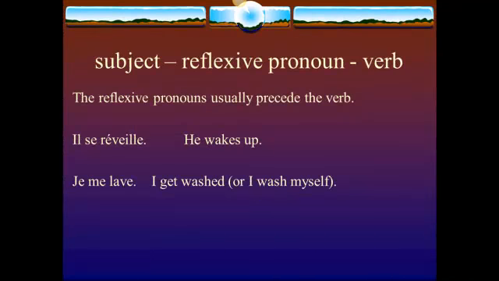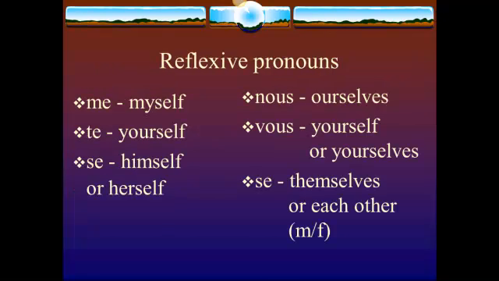The reflexive pronoun is placed directly in front of the verb. Sometimes the subject will come after, in the situation where there's a question, but almost always it will be subject, reflexive pronoun, and then verb. That is the standard position in a reflexive sentence. So the reflexive pronoun usually precedes the verb. Il is your subject, se is your reflexive pronoun, and rêver is your conjugated verb form. Je me lave. Lave is the conjugated verb form, which refers back to je, and is done by je.